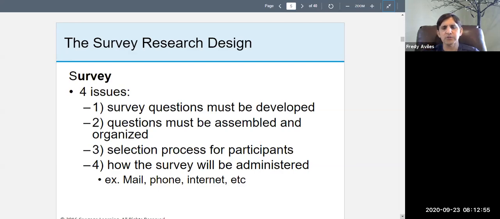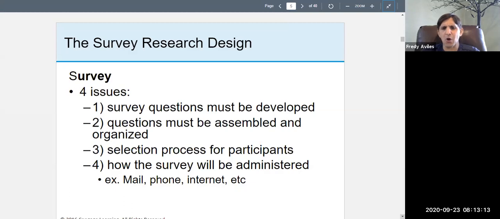You have to determine how your survey is gonna be administered. Are you gonna do it through mail, phone, internet? Do it through the internet, okay? Please use Google Forms, okay? Remember, there's a pandemic going on. And normally you can do it in person, but just do it through the internet, it's easier.